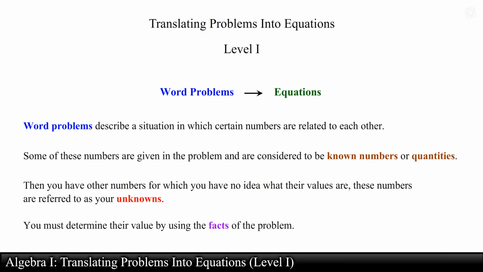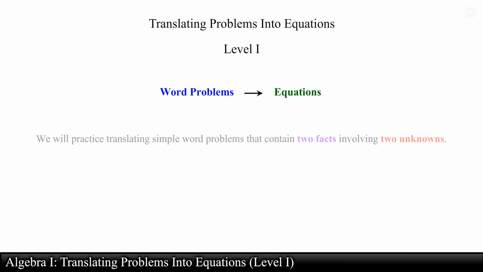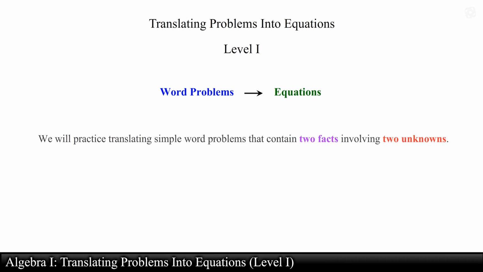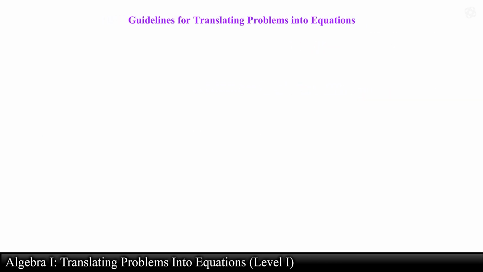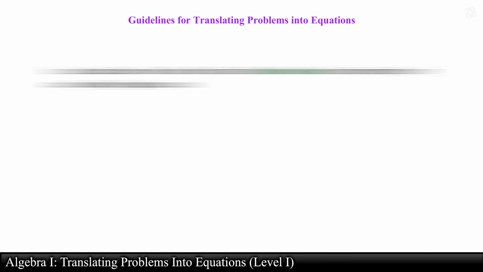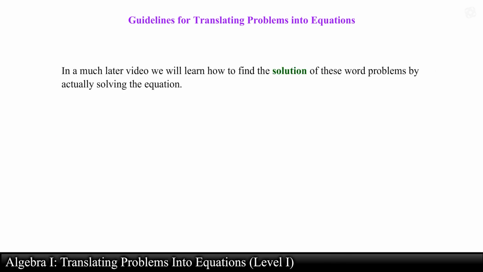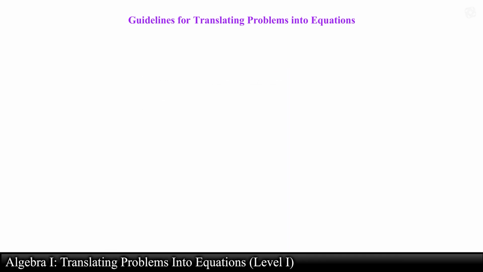In this video, we will practice translating simple word problems that contain two facts involving two unknowns. The following steps will serve as a blueprint to get you started in learning how to translate word problems into equations. In a much later video, we will learn how to find the solution of these word problems by actually solving the equation. For now, we first need to learn how to translate the word problem into an equation. The following 3 steps will serve as a guideline for you to practice translating problems into equations.